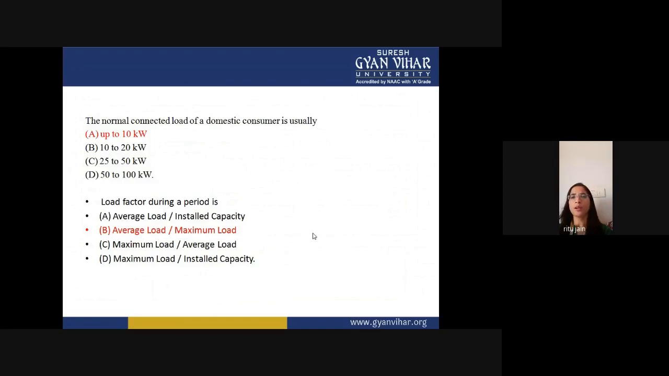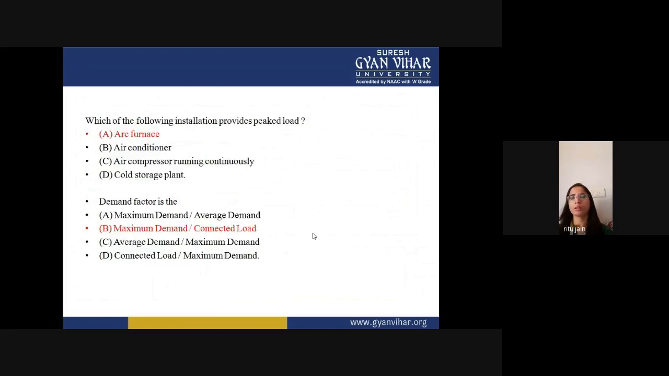Now, load factor during a period. The formula for load factor during a period is equal to average load divided by maximum load. Then you will get the load factor. Which of the following installations provides peaked load? Arc furnaces always provide the peak load. Next is demand factor, which is the maximum demand upon connected load. This is the formula of your demand factor.